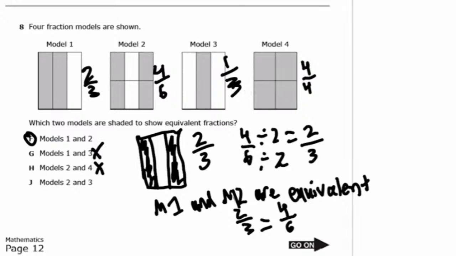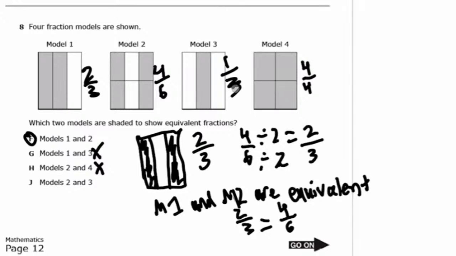And answer choice A says models 2 and 3. Now this one is 4/6, or as we calculated here, the same as 2/3 if you look at this. And this is 1/3. And just like we did for models 1 and 3, we know that if we have this different number of parts out of the same whole, the fractions cannot be equivalent.